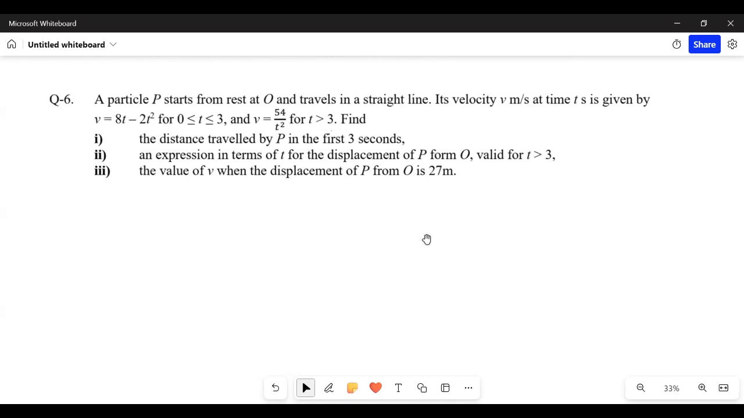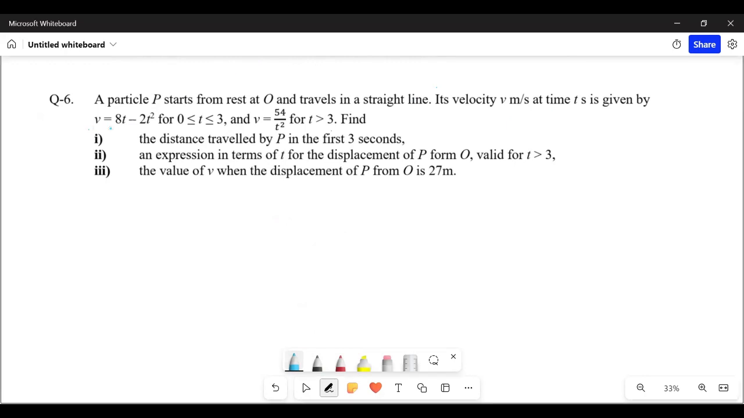Question number 6. A particle P starts from rest at O and travels in a straight line. Its velocity v meters per second at a time t is given by. अब two equations given हैं. V की equation ये है between time 0 to 3 and it has another equation for time greater than 3. Find the distance traveled by P in the first 3 seconds. So if they're talking about the first 3 seconds, that means you have to look at the first equation given.